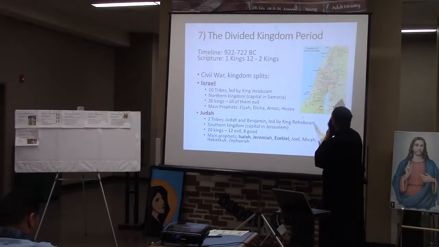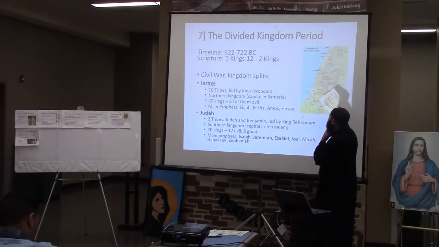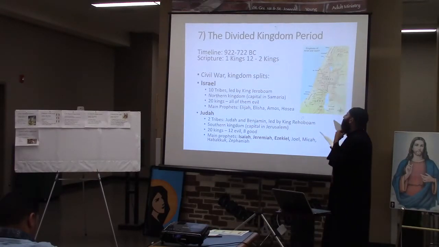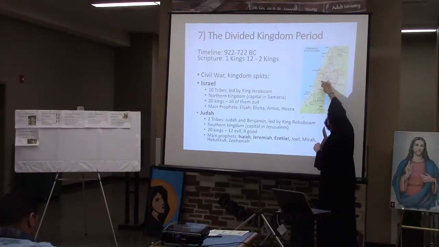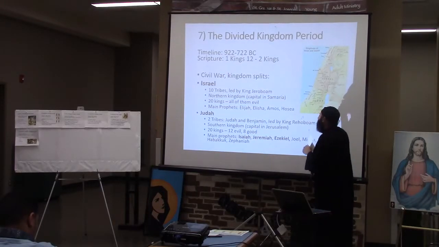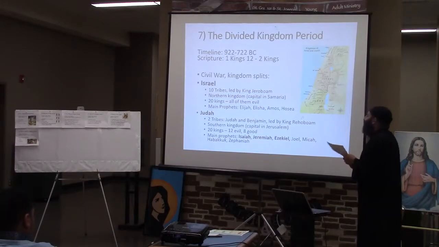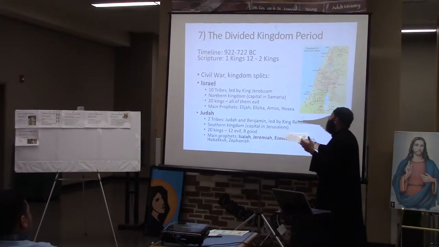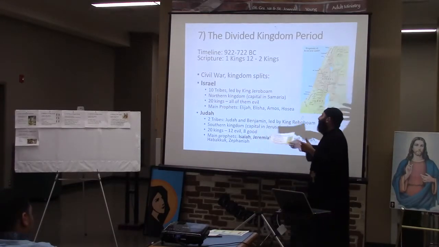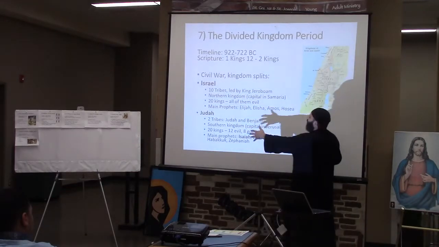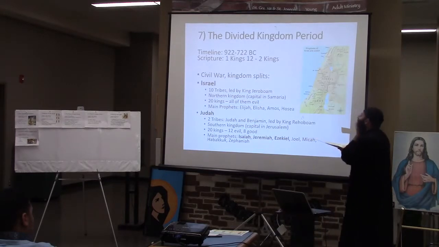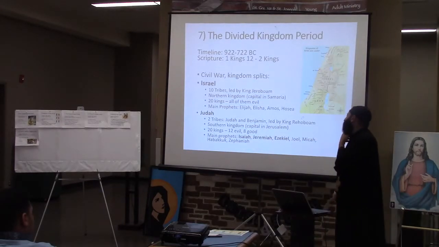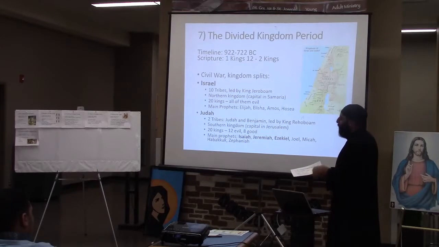Judah, on the other hand, was the southern kingdom. It was led by King Rehoboam, and the capital is Jerusalem. It's here. The 2 capitals are not so far apart. Samaria is here, and Jerusalem is here. There were 12 evil kings and 8 good kings. Because of these 8 good kings, Judah lasted longer before going into captivity. I'll get to that in a minute. The main prophets were Isaiah, Jeremiah, Ezekiel, Joel, Micah, Habakkuk, and Zephaniah.